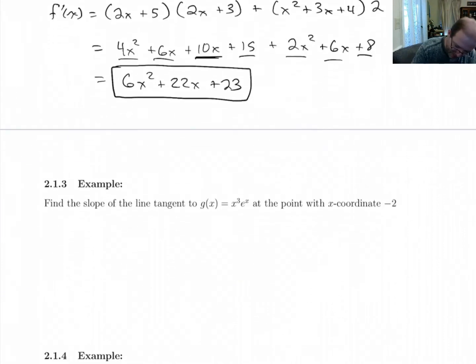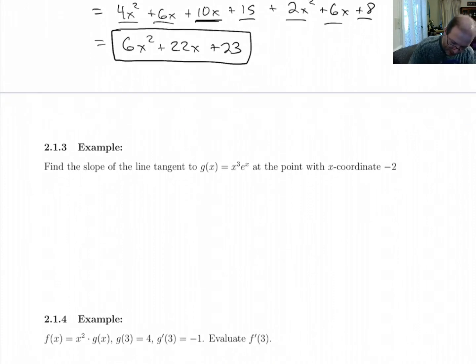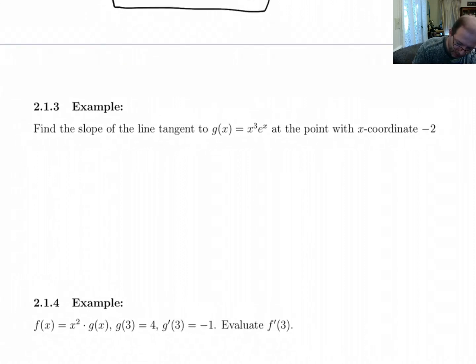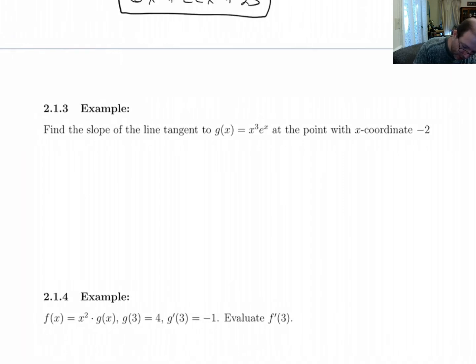Okay, here's a problem. Find the slope of the tangent line at the point with the x-coordinate of -2. For this, we've got g prime of x. We've got x cubed is first, e to the x is second. So first times derivative of the second plus second times derivative of the first.